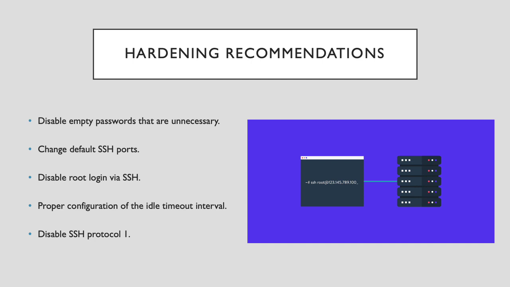You can do so by inputting client alive interval, and then, for example, if you want to change it to 500 as a timeout interval, then just put 500 right there. After this, the SSH server will send a response to the client, and if it doesn't get anything back, the connection will close out. You will then be logged out, which is really good.